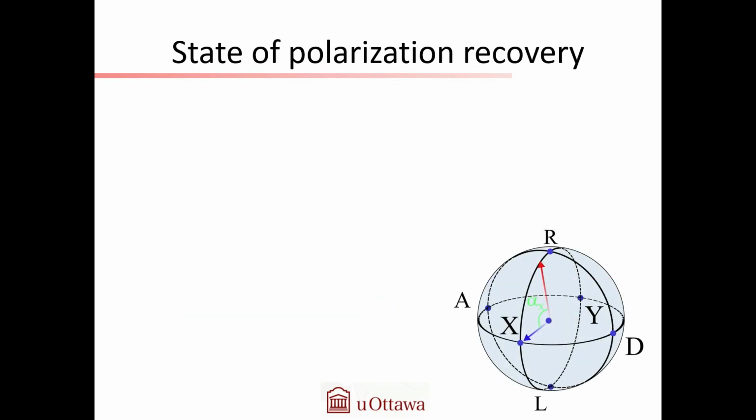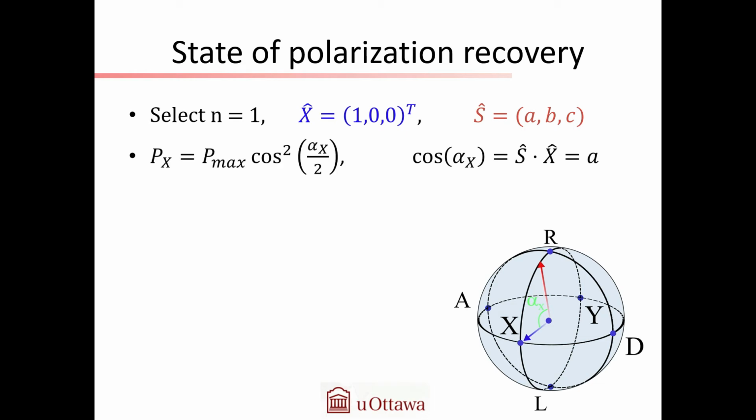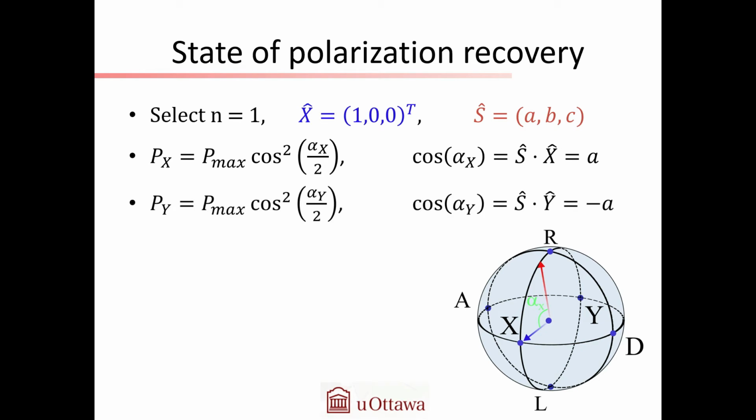This result can be exploited to recover the state of polarization S hat of a signal laser. Choosing the first order sideband and a polarization of the reference laser along X hat, we obtain an expression for the power of the first order sideband and a relation between the angle between the two lasers and the first Stokes component of the signal. Repeating this for Y hat, we get two corresponding expressions.